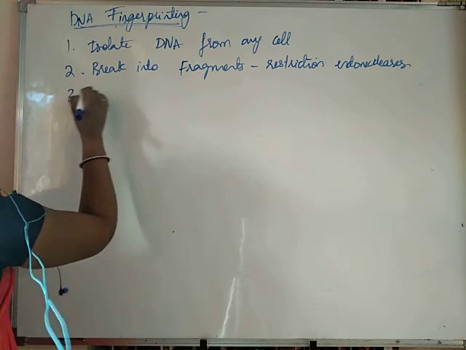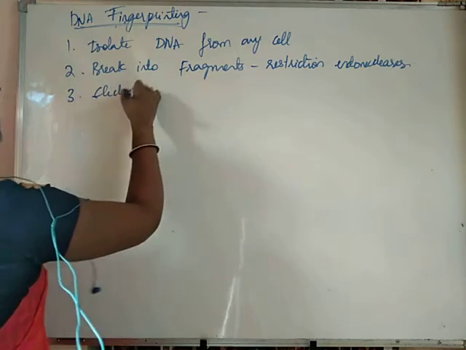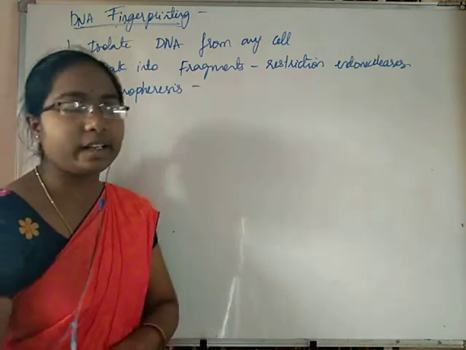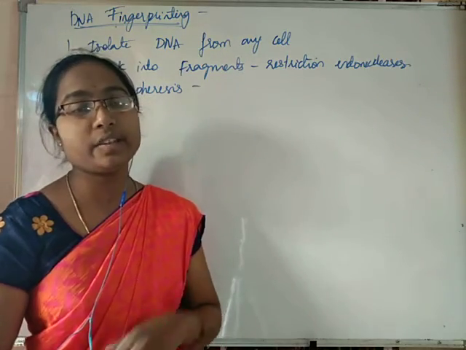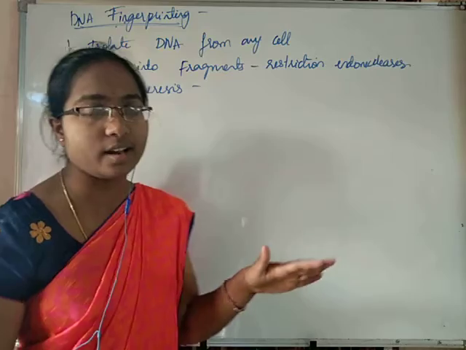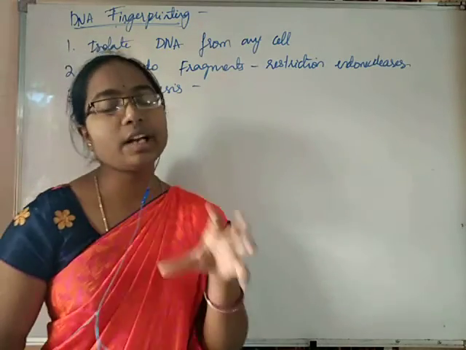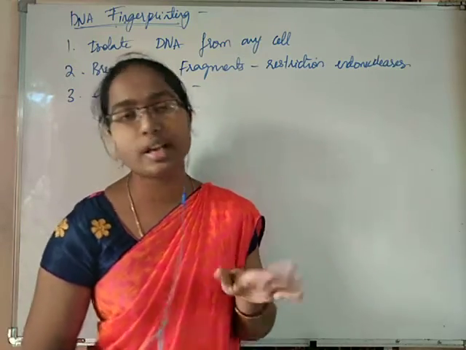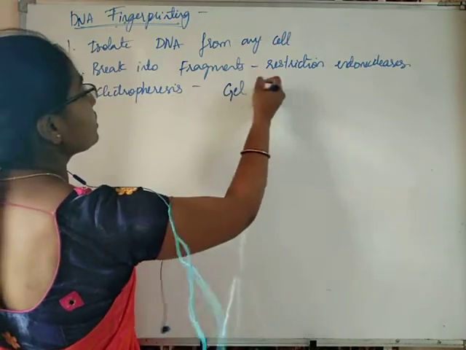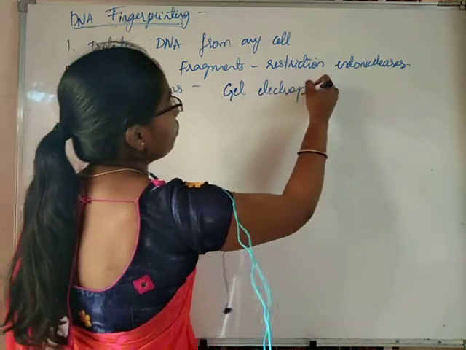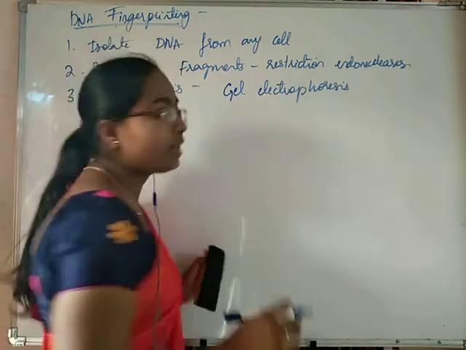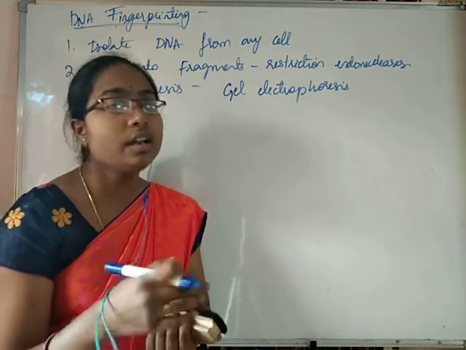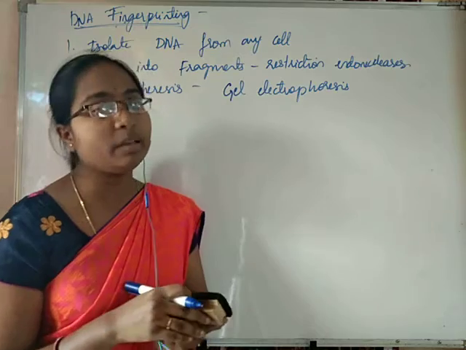Then we perform electrophoresis. Electrophoresis is the technique where current is applied. The DNA fragments which are cut using restriction endonucleases are placed on a plate containing gel. Generally it is called gel electrophoresis. Onto this plate, the broken fragments of DNA are transferred, and current is applied.